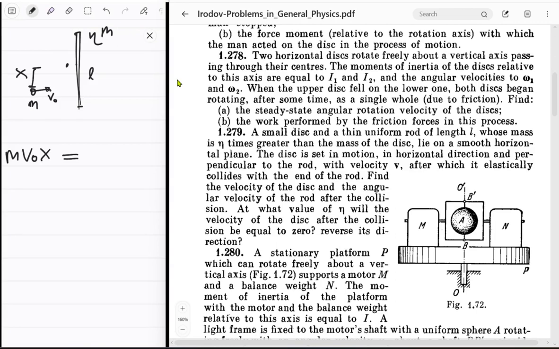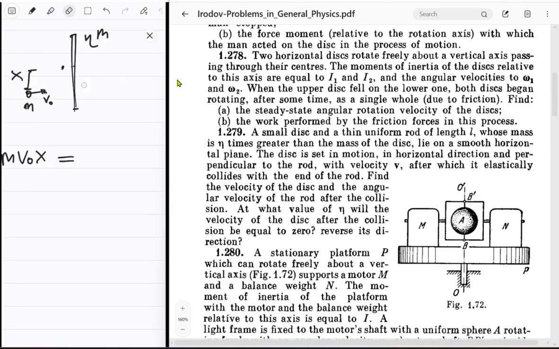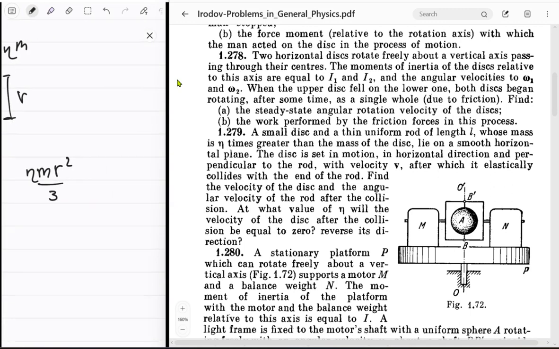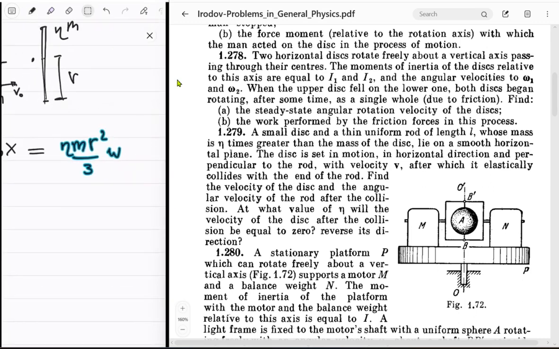So we want angular momentum. The center of mass angular momentum about this point is just 0. We just need to go for the rotational one. So it's like ml squared upon 3, or you could just go with r. So we'll just say this complete thing is r. So you've got eta mr squared upon 3. That's our inertia, and then this times omega.